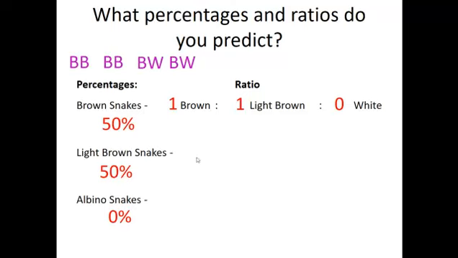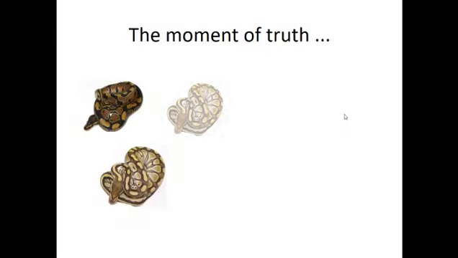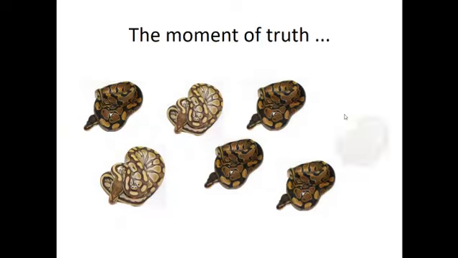So in that case, we would have a 50% chance of having a brown snake, a 50% chance of having a light brown snake, 0% chance of having the white snake, a 1 to 1 to 0 ratio. So were our predictions correct? Let's go ahead and cross our snakes. And once again, we are at about half and half. Yes, half of them are light brown and half of them are dark brown.